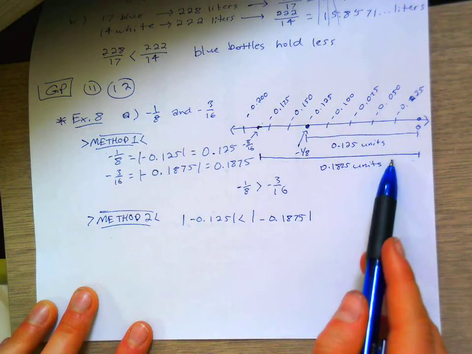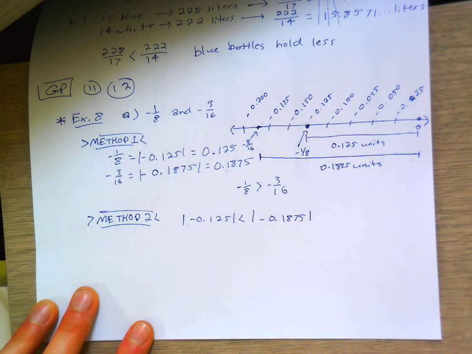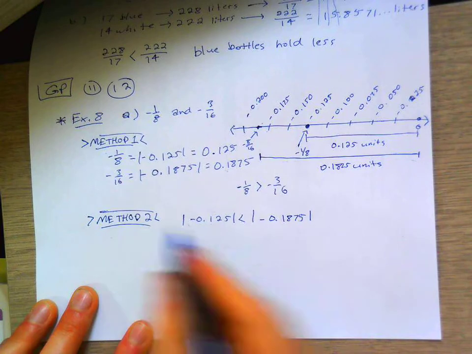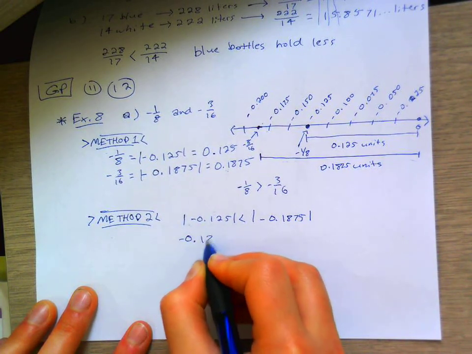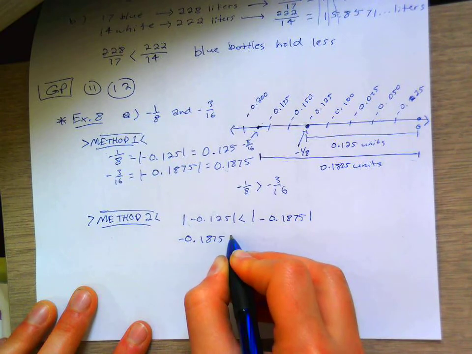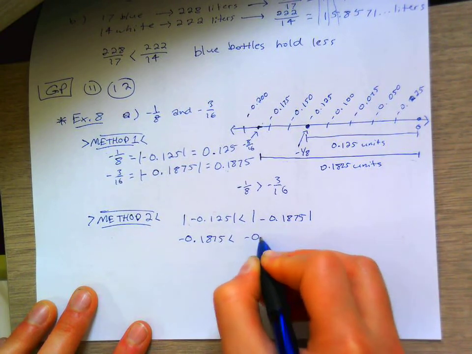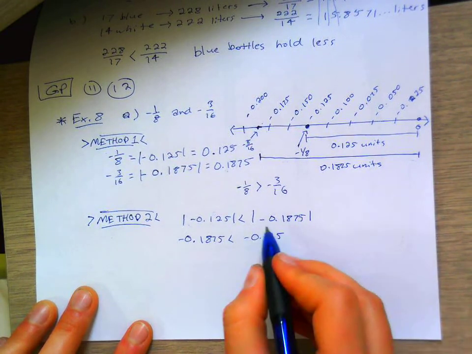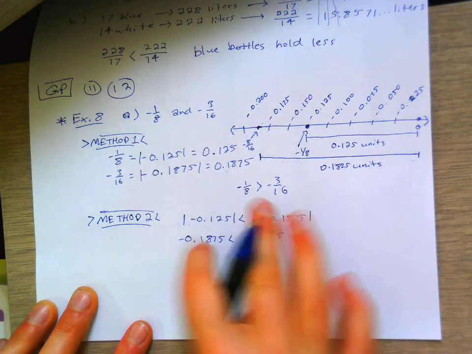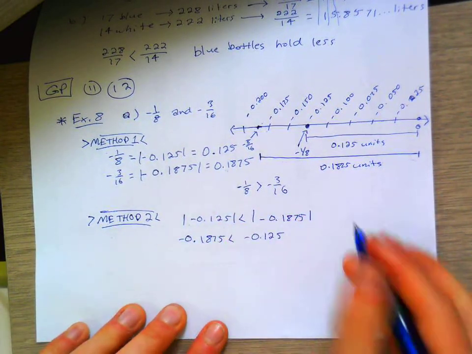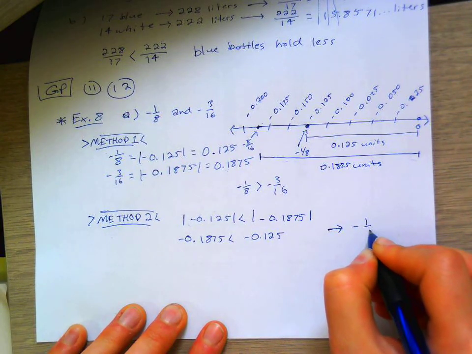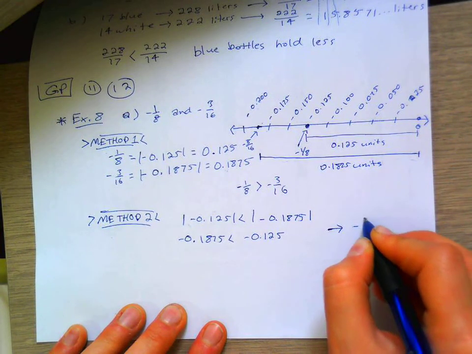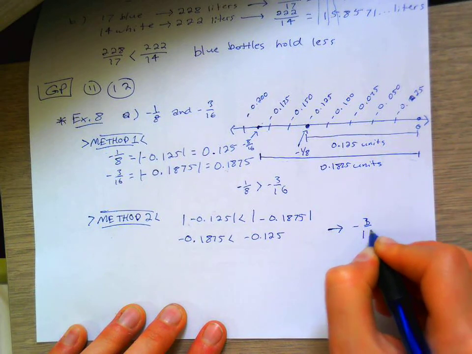Therefore, -0.1875 is less than -0.125. And their absolute values would be the opposite. As you can see, they're crossed over. So this tells us that -3/16 is less than -1/8. And that is your answer for method 2.